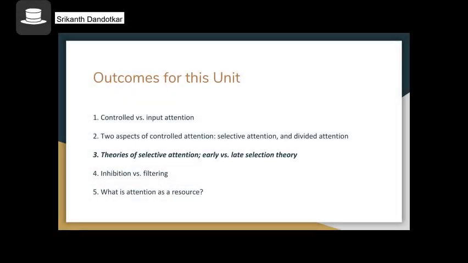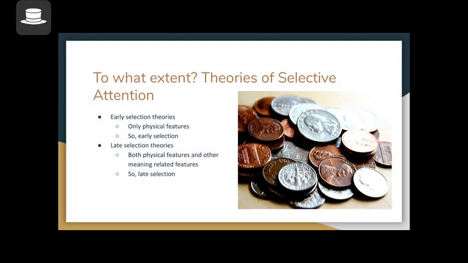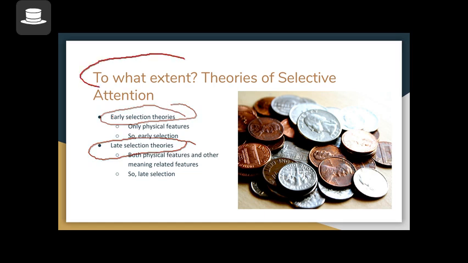So this brings us to the third outcome, which is about the theories of selective attention. And there are several theories, right? But these theories can be of two basic types. One is the early selection theories. The other one is the late selection theories. So you can divide theories into two categories, early and late. Now, they both answer the same question: to what extent is unattended information processed?